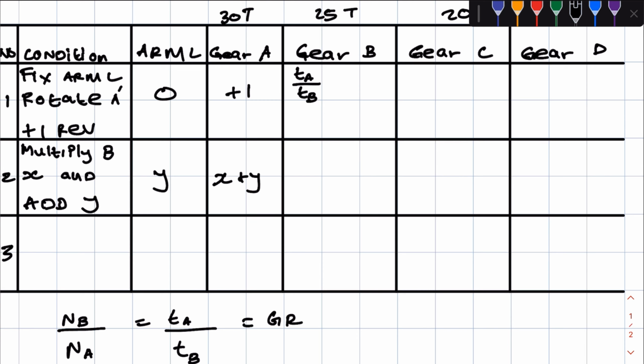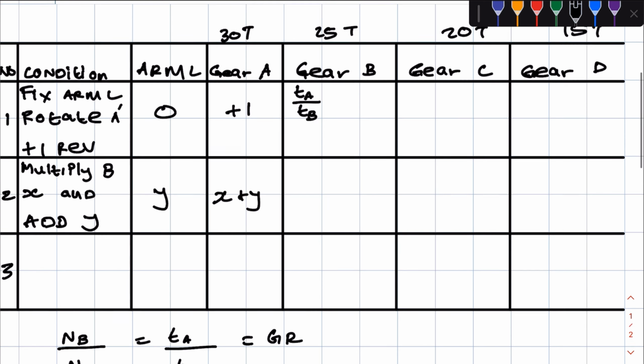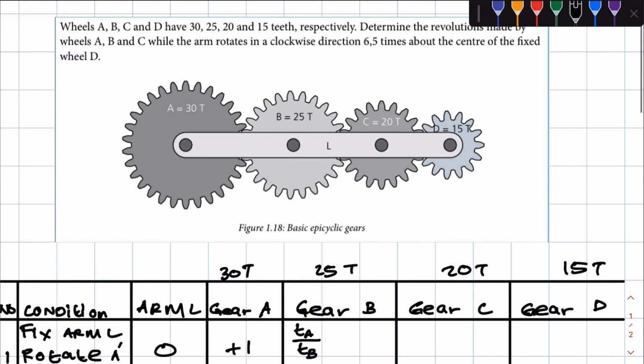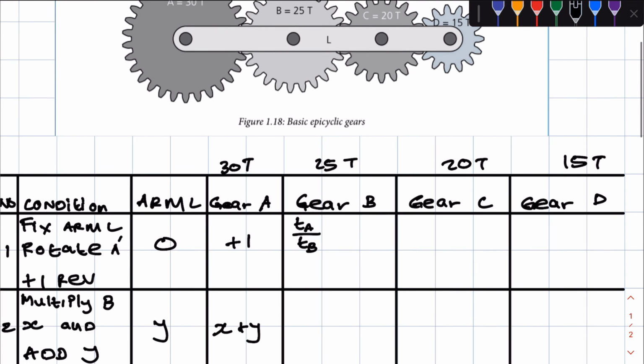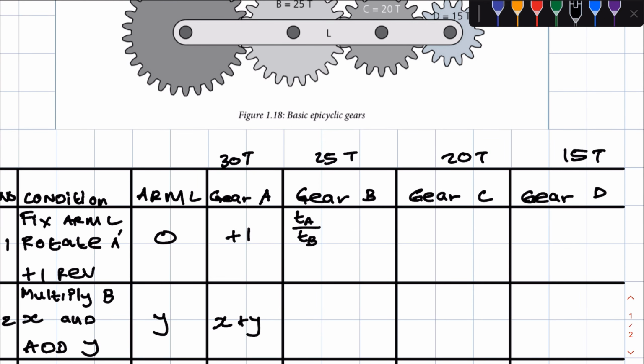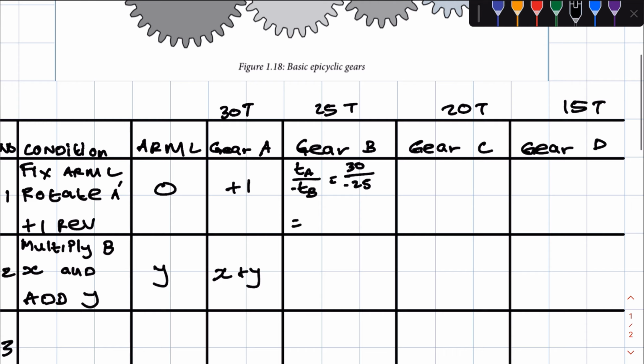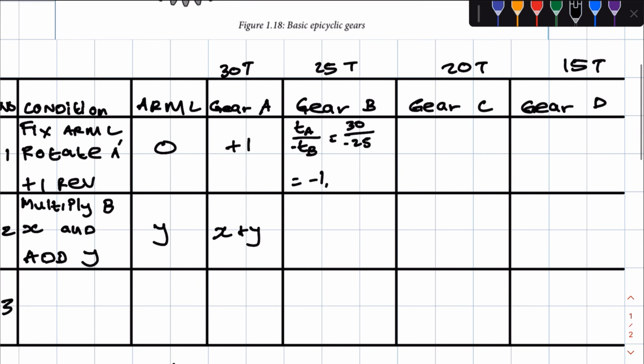Another thing to consider is direction. If gear A is going clockwise, gear B, which is meshing with gear A, is going in the opposite direction, so gear B is going anti-clockwise. So this will be negative. This is equal to 30 over minus 25, which, if you punch that in your calculator, gives minus 1,2.